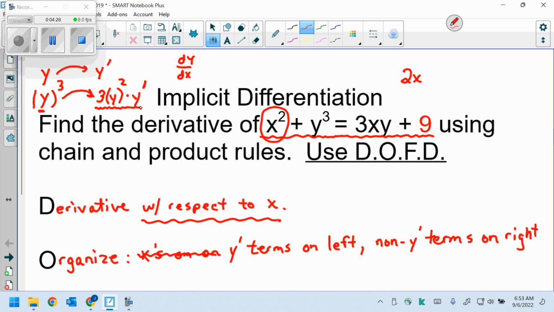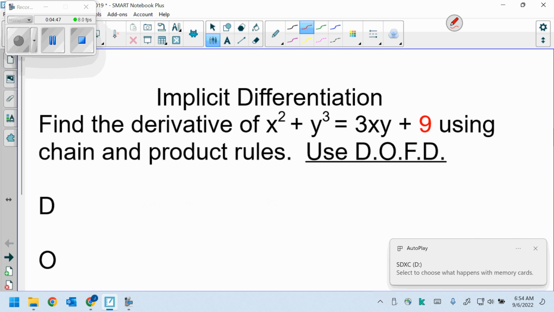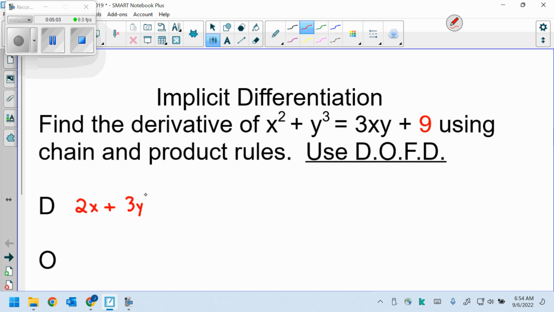So, with that in mind, let's find the derivative of this, x squared plus y cubed equals. All right, let's see. I am going to erase what's on my page. And I'm going to find the derivative. Well, we got 2x, plus, now we already said the derivative of y cubed was 3y squared y prime, equals, whoa.